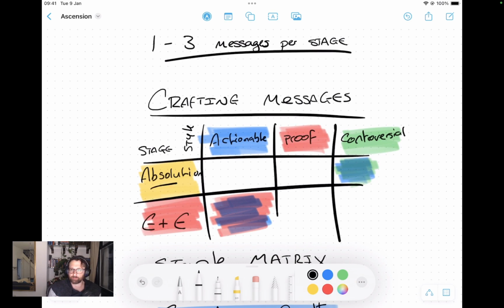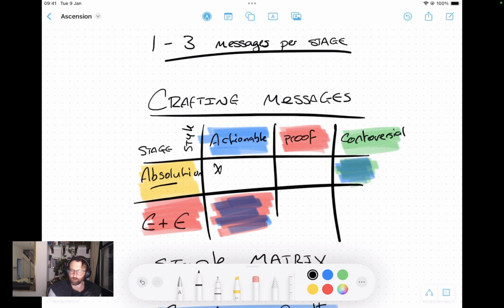I want to absolve them of this, and you should know from your ideal customer persona what you need to absolve them of, what fake beliefs and what pains they're carrying with them that you need to say, it's not your fault. You say, I'm going to make this email actionable. Okay, so absolution and actionable, that's one.